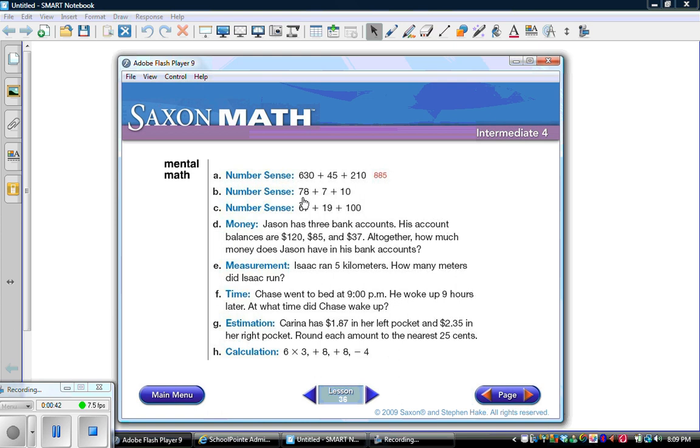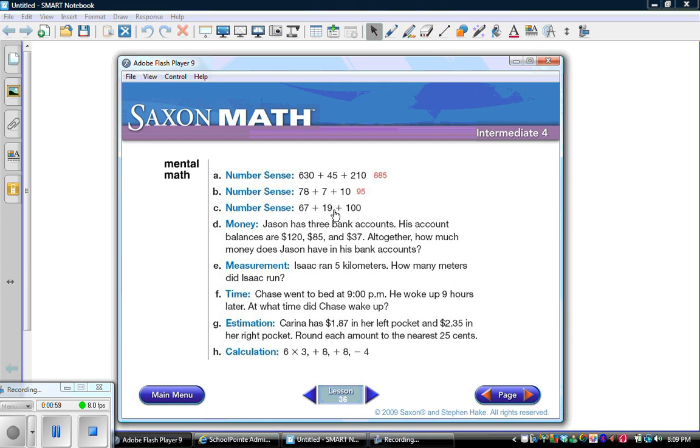Okay, let's take a look at this one. This is one where I like to say, okay, 78 only needs 2 to become 80. Let's take that 2 from the 7, and you know what it leaves behind. It leaves a 5, right? So now we have 80 plus 5 plus 10, 85. You know what that is, 95.